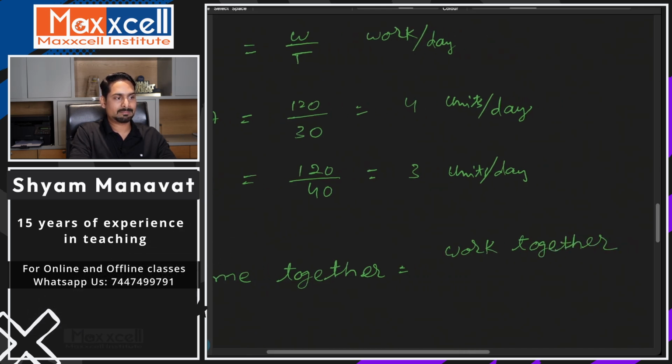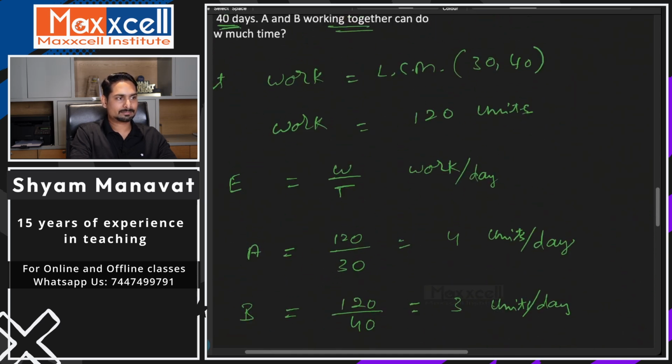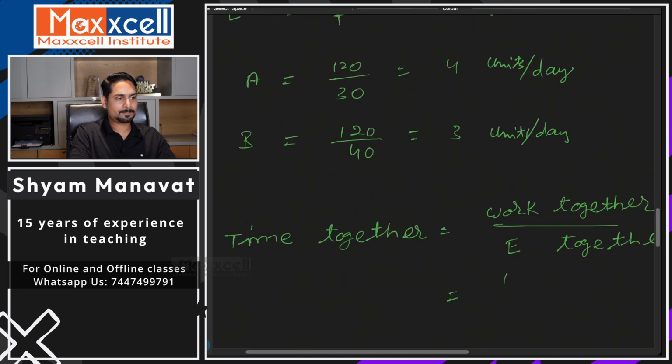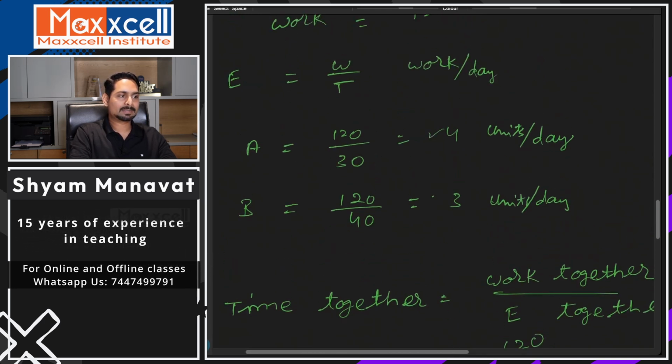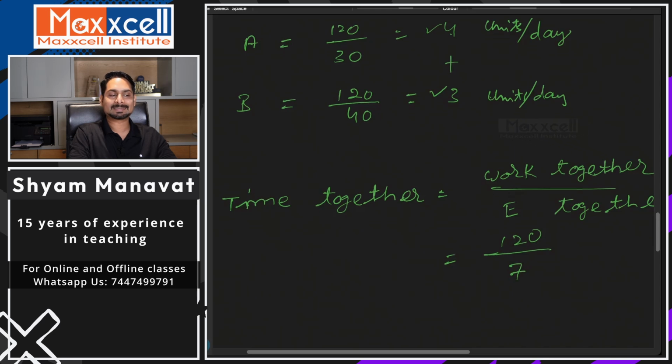Okay, divide by the efficiency together, right? Divide by efficiency together. Tell me what is the answer. The total work which we have assumed to be what? 120. And the efficiency together is what? A's efficiency plus B's efficiency, 4 plus 3. So 4 plus 3 is 7.